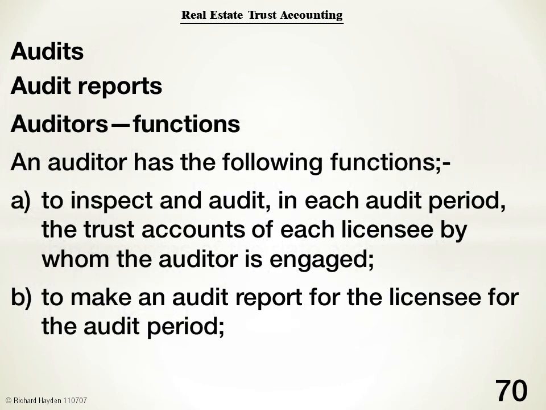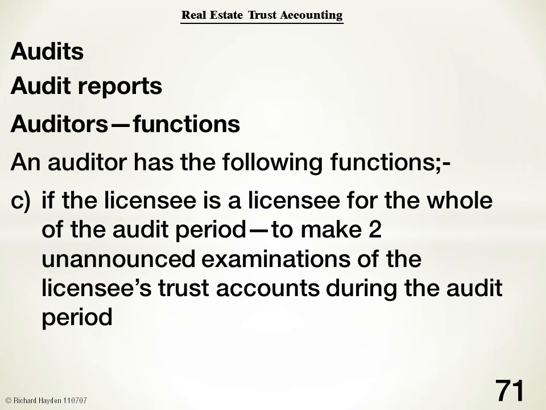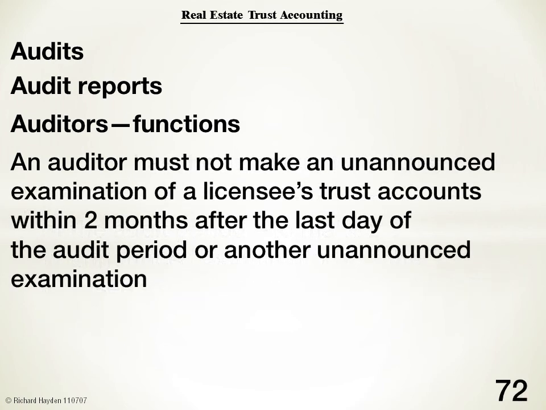Auditor's function. An auditor has the following functions: A. To inspect and audit in each audit period the trust account of each licensee by whom the auditor is engaged, and B. To make an audit report for the licensee for the audit period. C. If the licensee is a licensee for the whole of the audit period, to make 2 unannounced examinations of the licensee's trust accounts during the audit period. An auditor must not make an unannounced examination of a licensee's trust accounts within 2 months after the last day of the audit period or another unannounced examination.